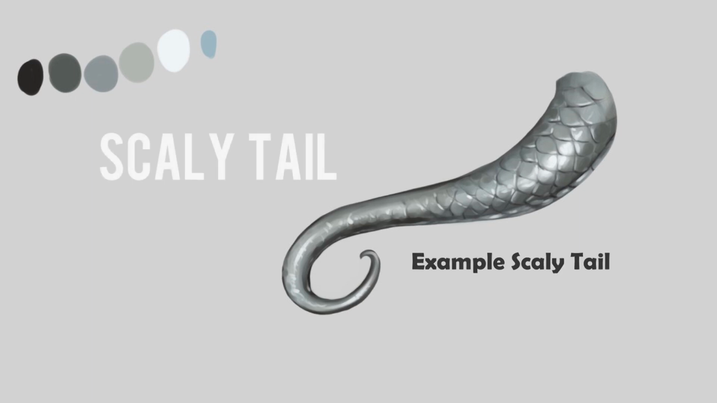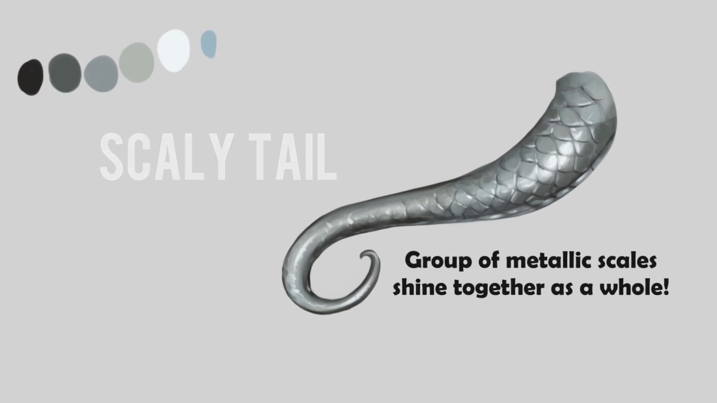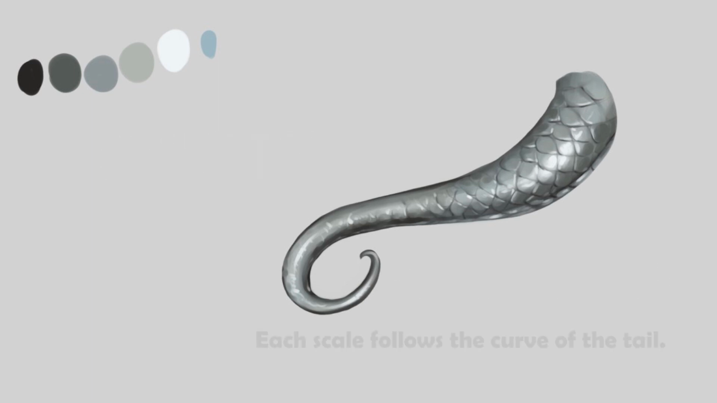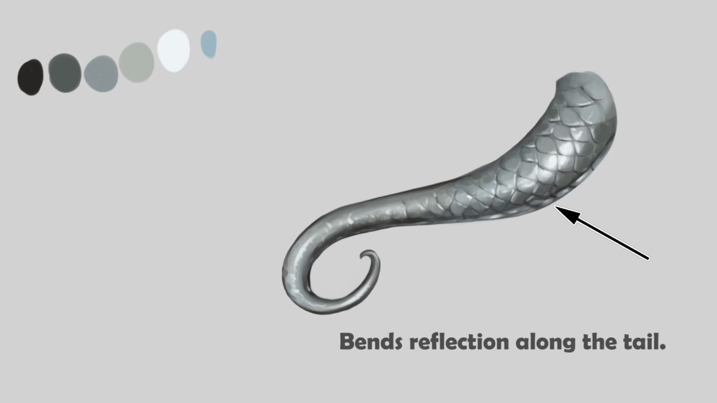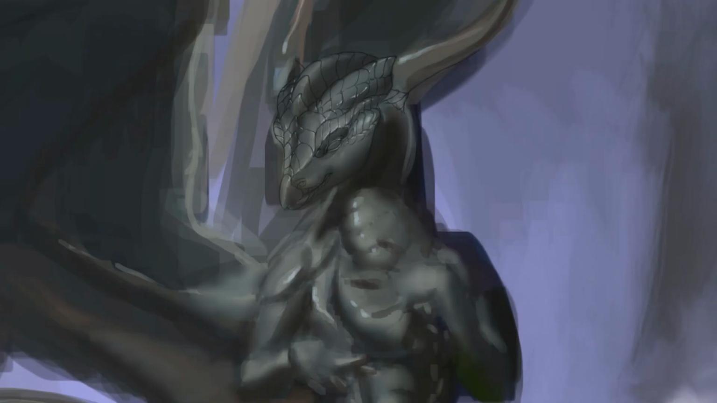Here we have a scaly tail. Metallic scales along the body are grouped together and shine as a whole. Each one will continue the same metallic pattern that is on part of the tail. When scales curve around the tail, it takes part of the reflection with it and bends it into place.